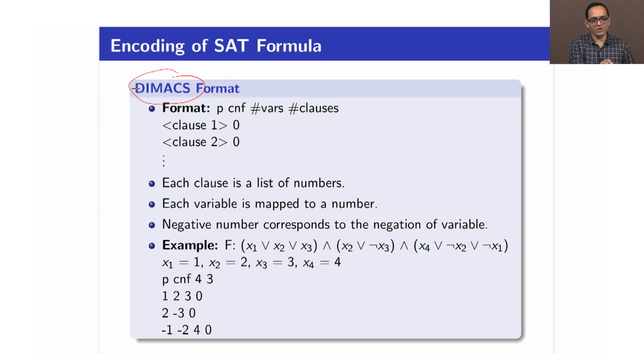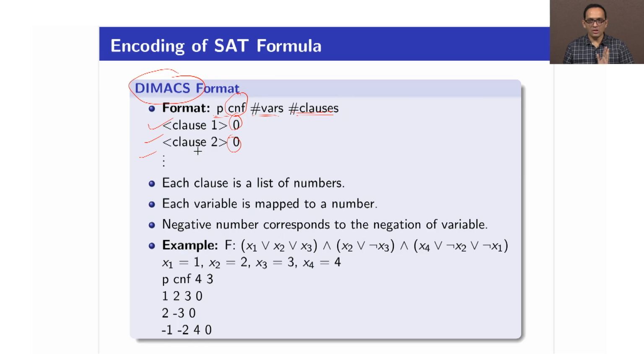So, the format is like this: you basically say this is a propositional formula, then you say the propositional formula is in CNF format, how many variables are there in your formula and how many clauses are there in your formula, and then you describe each clause one by one. Okay. I will explain that, and each clause will end with 0. Okay. So, we effectively encode the entire formula using integers only.